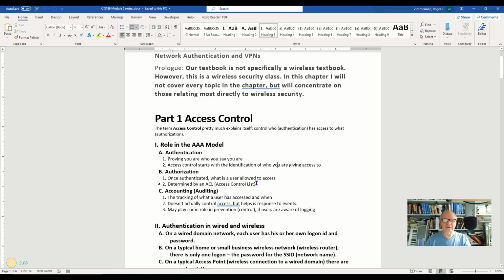And finally, accounting or auditing, they mean the same thing, and that is tracking what the user is doing, because what point would it be to have policies if we don't have some way of showing what people do and don't do? So these authorizations are the actual policies, and then the accounting is how we log what they did. So this is the logging phase, if you will.